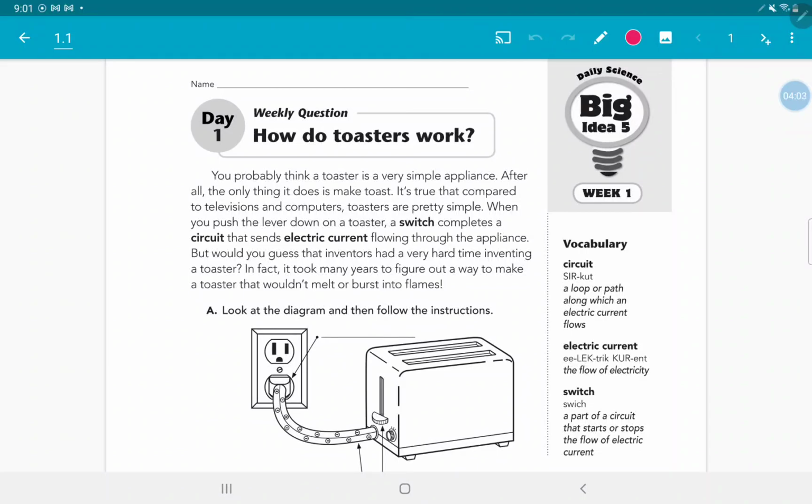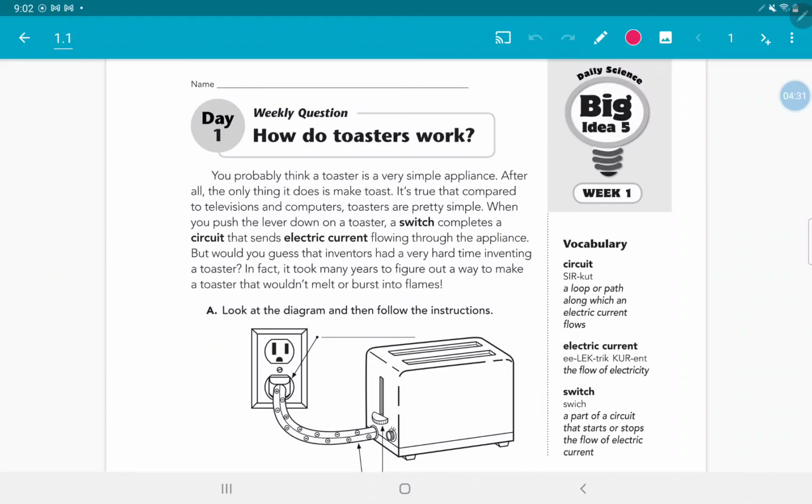Then when the toast is done, what happens? It pops up. And when it pops up, it's just like a light switch. That lever that you push down pops up, which breaks the circuit, and it quits letting electricity flow. Okay, so the next vocabulary word we have is electric current, and that's just the flow of electricity. That's how electricity moves.